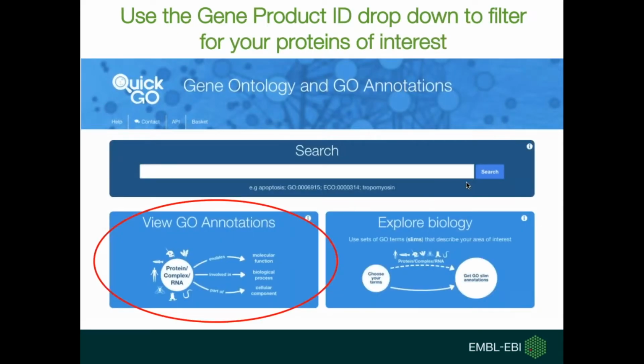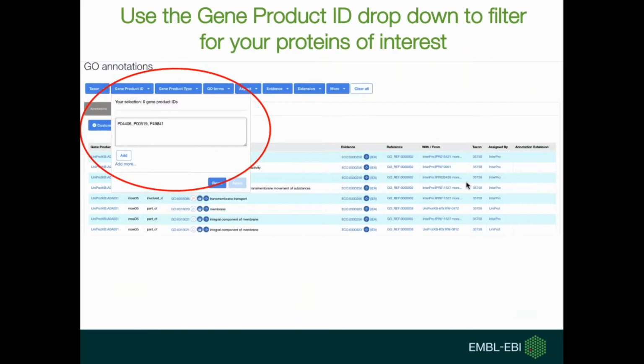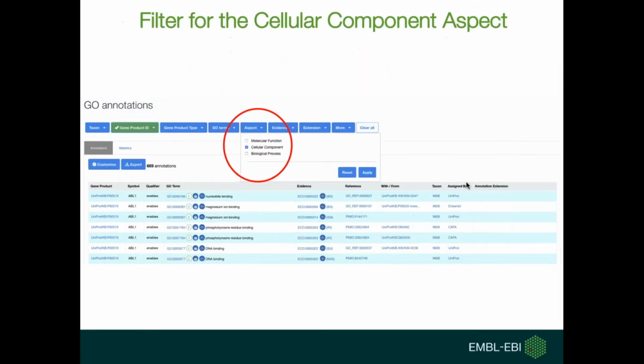So back to the home page, click on View GO Annotations. It should bring you back to our annotation table. I want you to click on Gene Product ID and pop in those 3 IDs up there. Click Add and then hit Apply. Once you've done that, you should see that we have 669 annotations. Click on Aspect, then select Cellular Component and hit Apply.